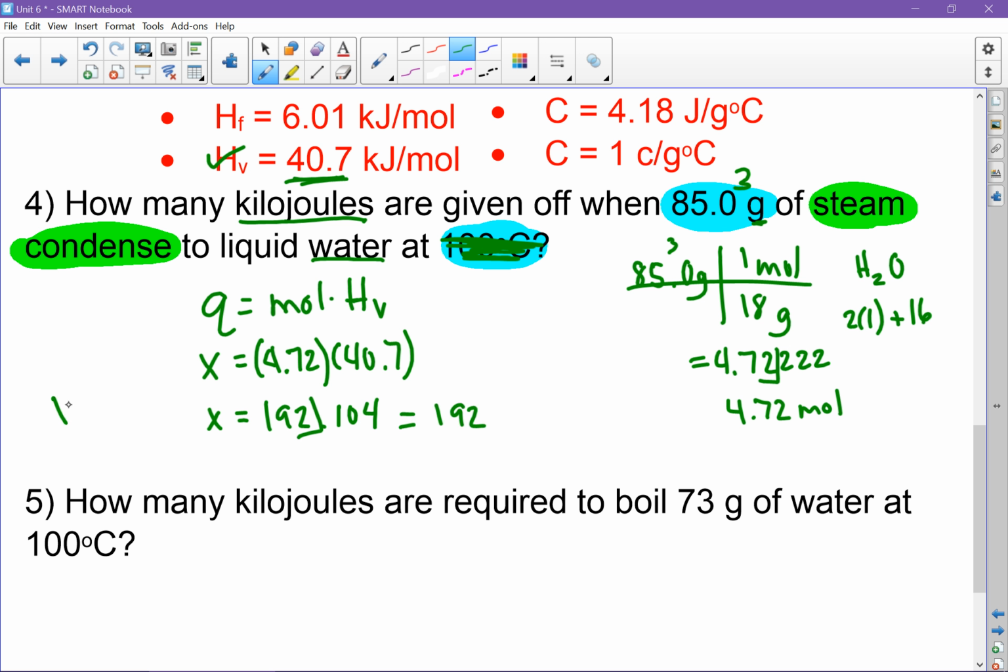Then I have to decide, is it kilojoules or is it joules? So there were 2 clues. It says kilojoules in the question, but if you weren't sure, notice that the HV unit has kilojoules right in it, which means that's what we're going to put onto our answer.